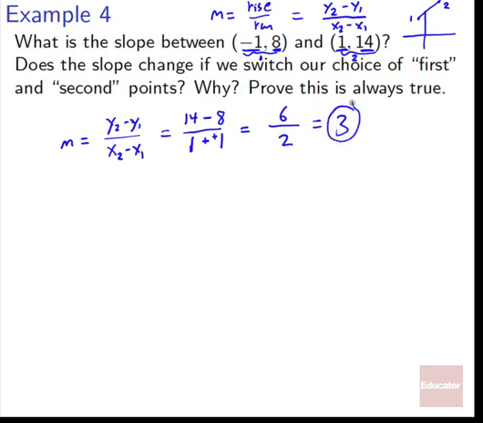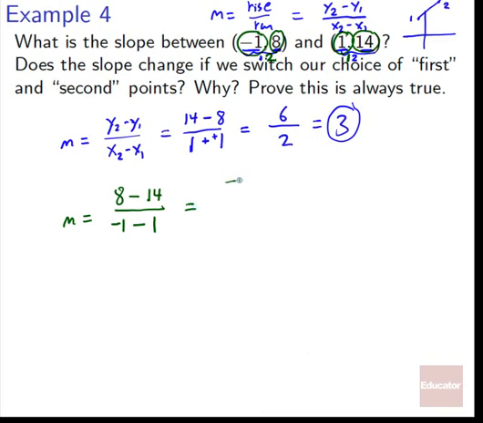What is the slope going to be if we switch our first and second points, right? So instead, we make this guy 1 and we make this guy 2. Well, we do the same thing, m equals, so it's going to be our new second guy is 8 minus our new first guy is 14, divided by our new second guy is negative 1 minus our new first guy is 1.